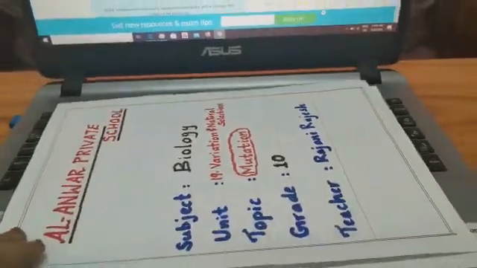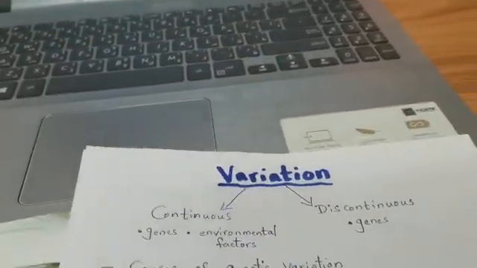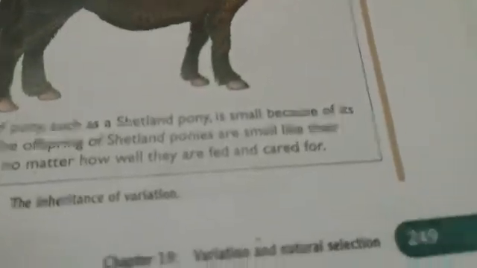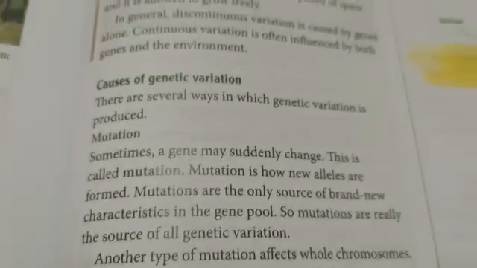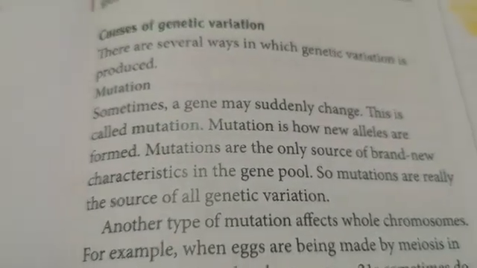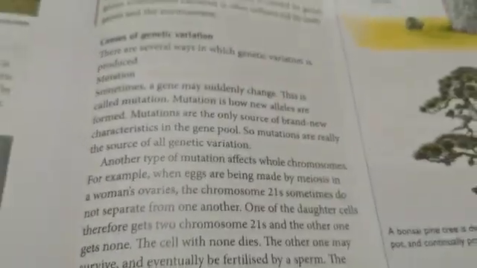Hi children, now we are going to discuss the new topic in the same unit, mutation. In the same unit of variation we are going to learn about the topic mutation. If you are opening your course book, page number 249, you can see here causes of genetic variation, and you can see the word mutation. If you read the information you can understand more about this. I will discuss this one now.